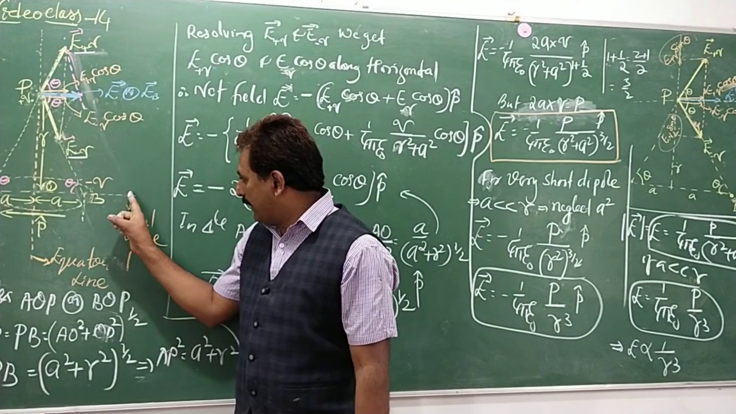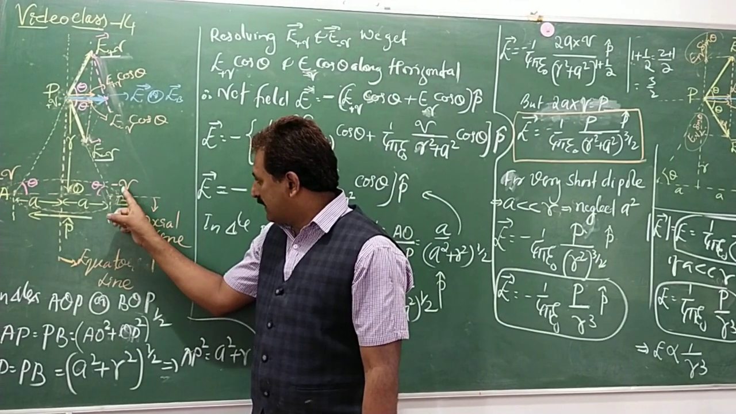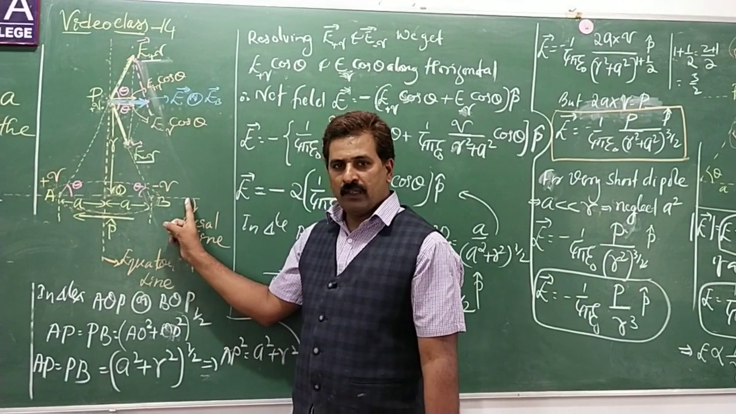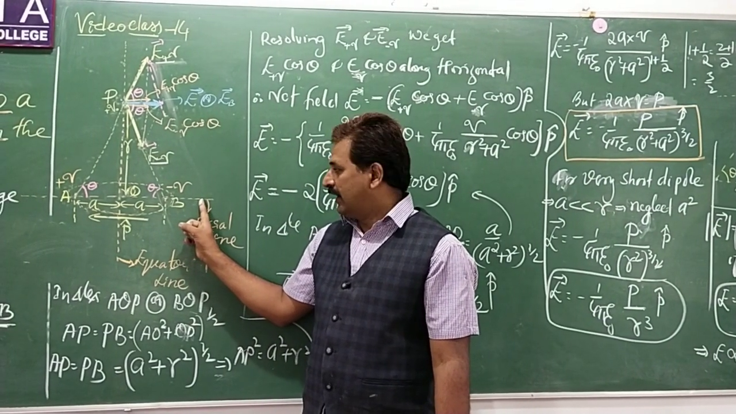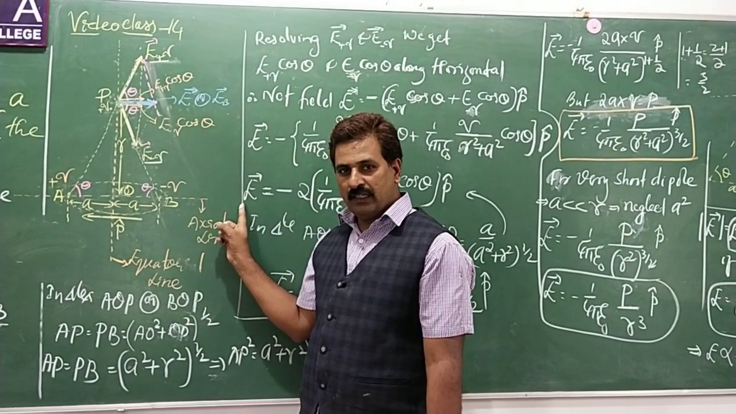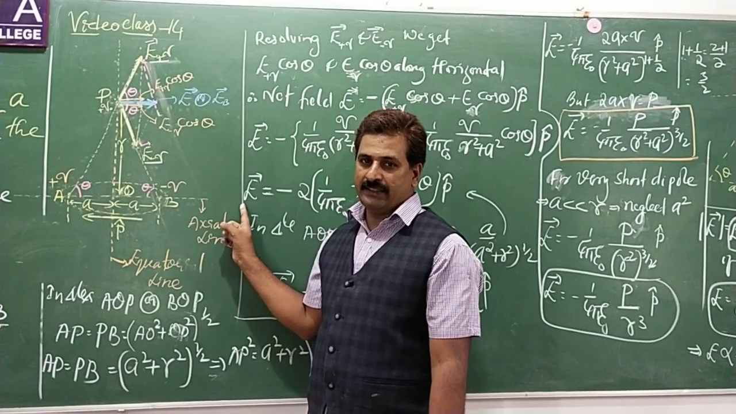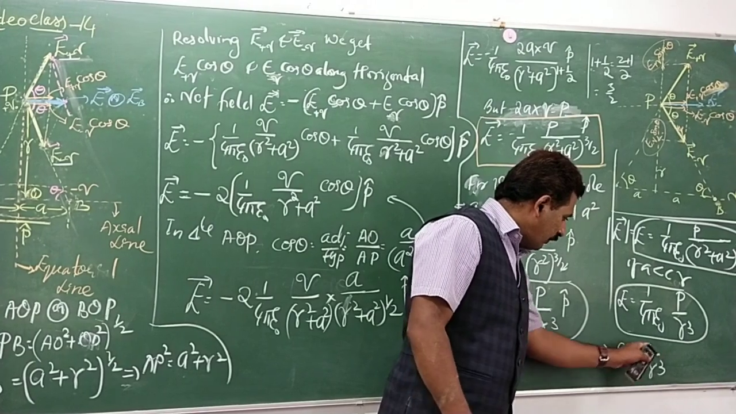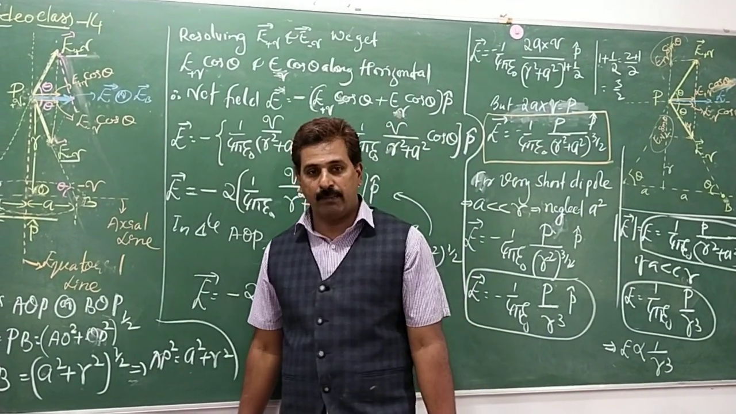Why? Because if I place a point charge here, one attracts, the other repels. The resultant of these two is less. If you go to a certain distance, it will quickly decrease as a power of R cube. E is proportional to 1 by R cube. This is the type of relation.